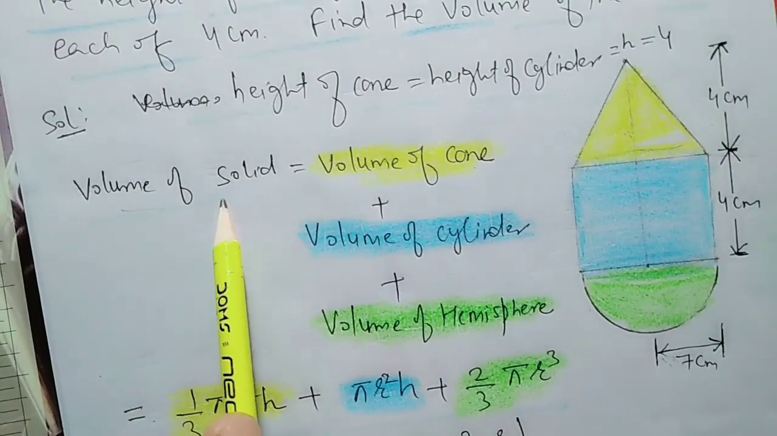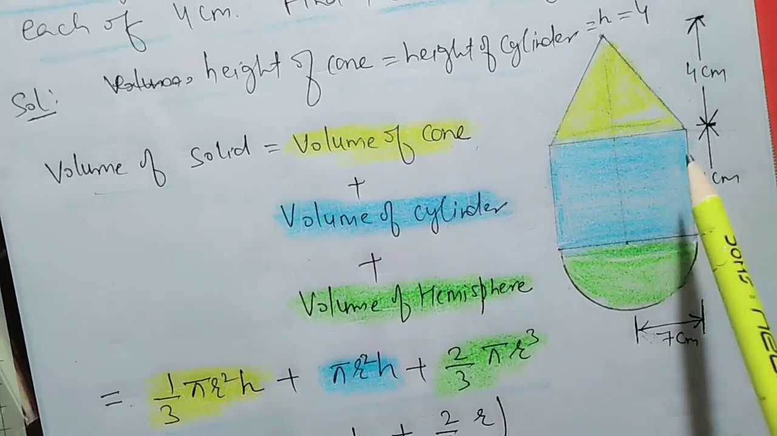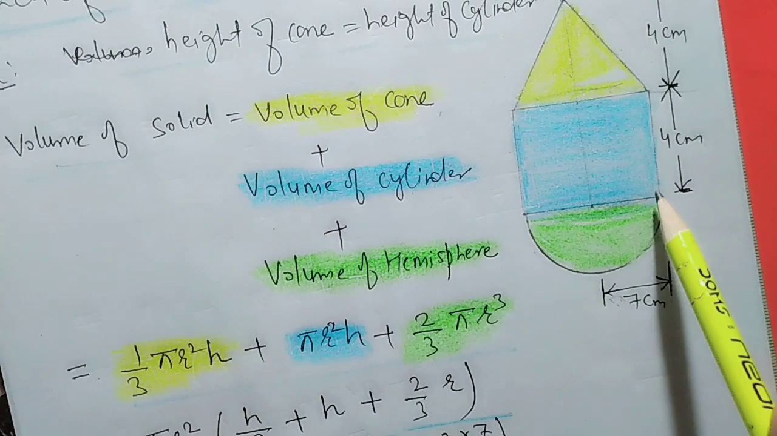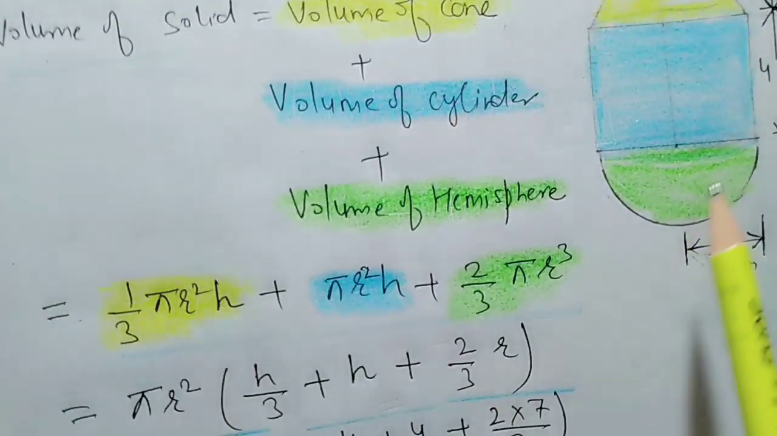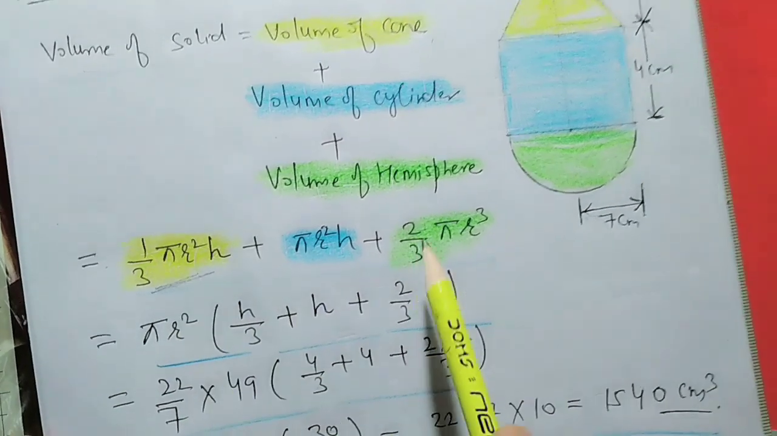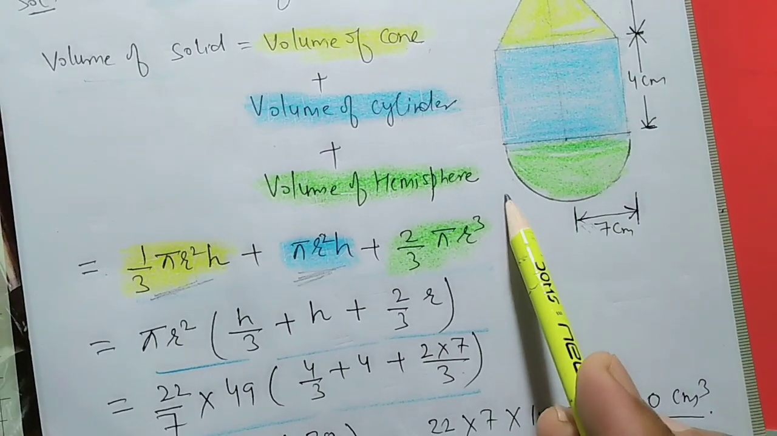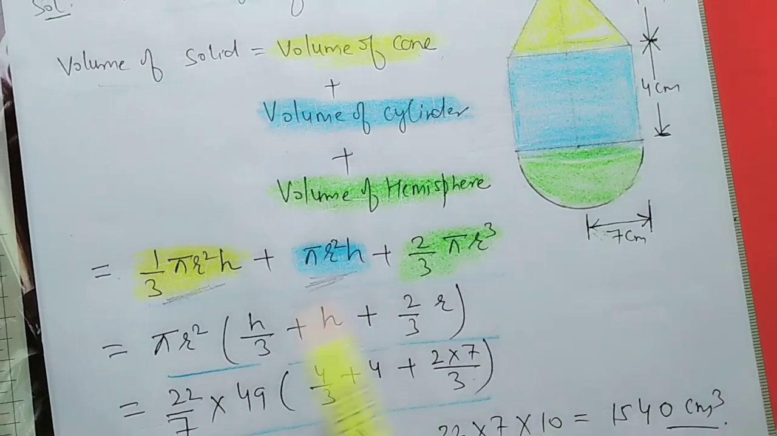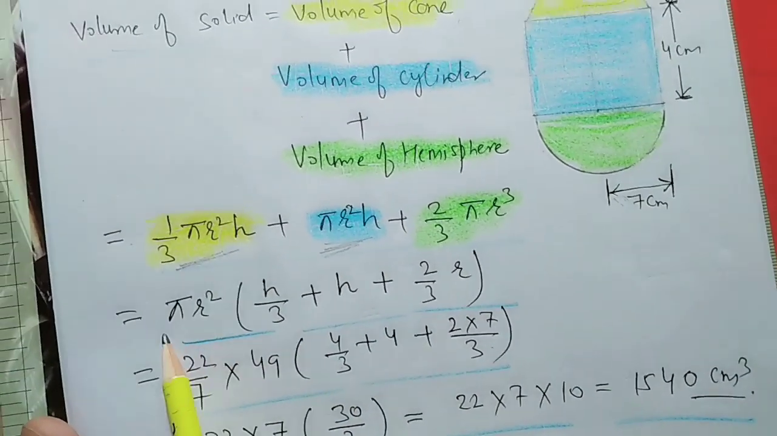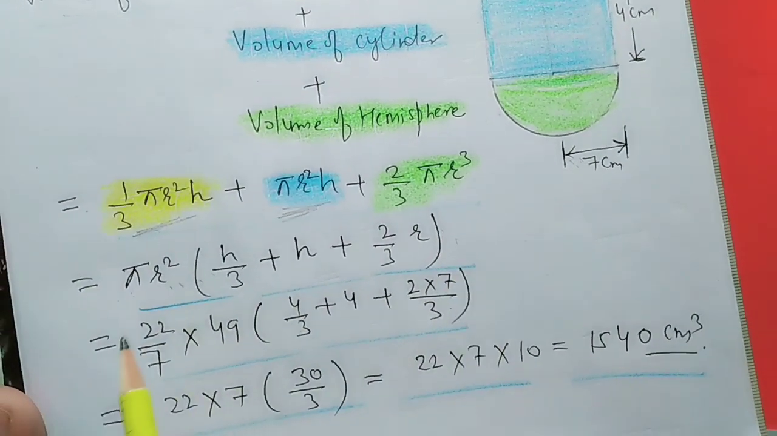Now what is the volume of the solid? So the volume of the cone, number 1, the volume of the cylinder, number 2, and the volume of the hemisphere, number 3. So these 3 volumes are to be added. The volume of the cone is 1/3 pi r square h, the volume of the cylinder is pi r square h, and the volume of the hemisphere is 2/3 pi r cube. And I have told you, take pi r square common. It will reduce your calculation.